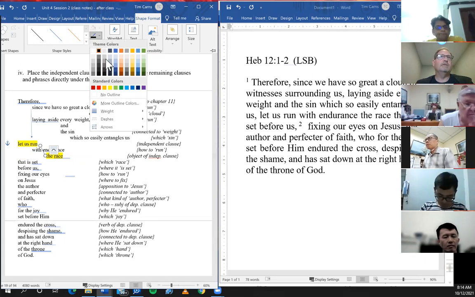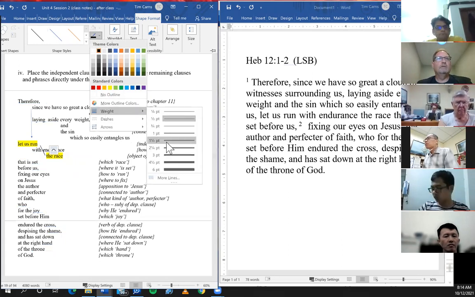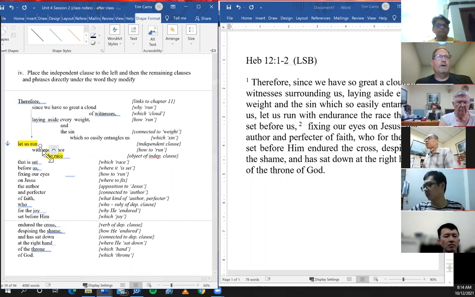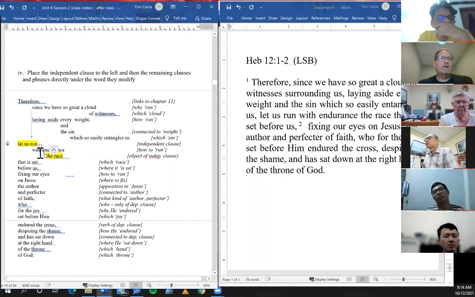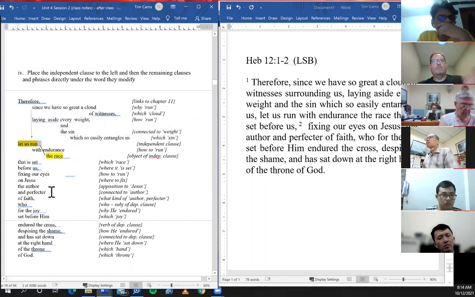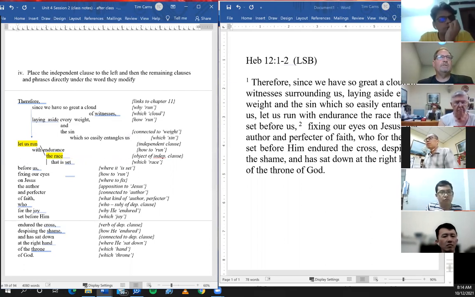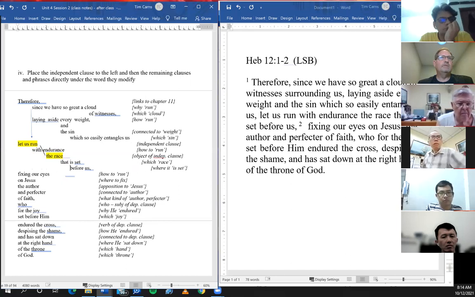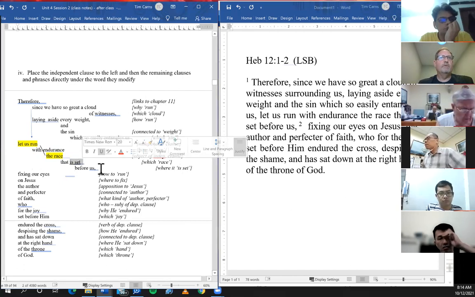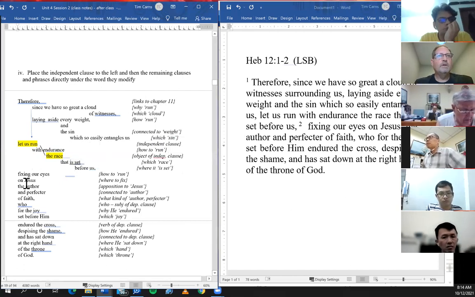But because the author split the verb and the object, this is how I do it. I just put a line in, or you can highlight it, and that shows you it's all part of the same clause. Okay. And then we said the race, which race? The race which is set. Where is it set? Is set before us. So is set is my verb. Before us is a location.